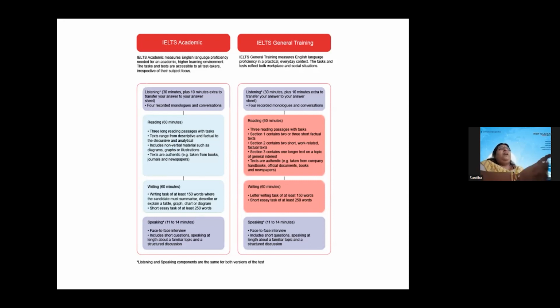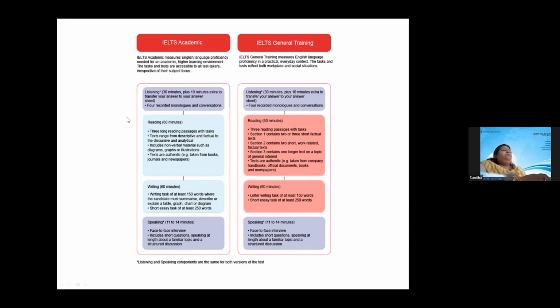These texts are taken from books, journals, and newspapers for the academic test. But in the general, there are 3 reading passages with tasks. Section 1 contains 2 or 3 short factual texts, and section 2 contains 2 short work-related factual texts. Section 3 contains 1 longer text on a topic of general interest. Texts are authentic, that is, they can be taken from company handbooks or official documents, books, and newspapers.